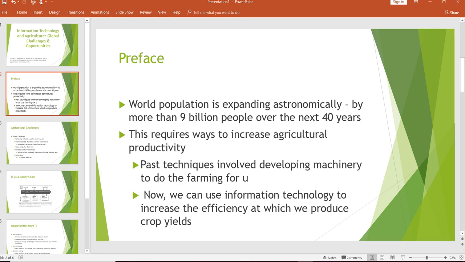So if you think about agriculture from a historical standpoint, historically, we got more efficient with agriculture because we developed machinery that did the farming for us. Now, however, as they allude to in this article, the new way to increase our agricultural productivity is through the use of information technology on a global scale. And in the next few charts, I'll briefly go over what some of that entails.